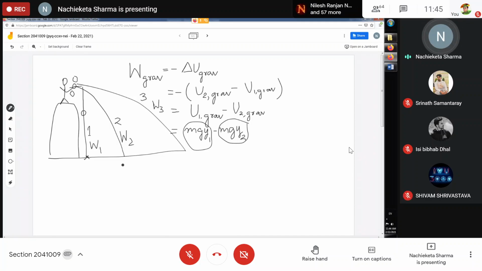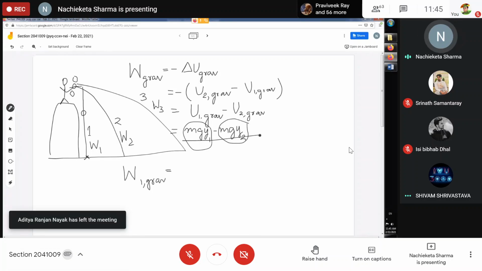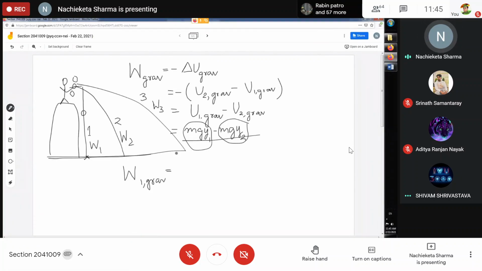Why are all equal? How can you express W1? Suppose I want to express W1, the work done by the gravitational force. So what should I write? Yes, tell me. Sir, MGH. MGH. Actually, you have to express this one. So the initial one is suppose y1, and the final one, this ground, is 0. So y2 is equal to 0. That is the advantage you are enjoying.